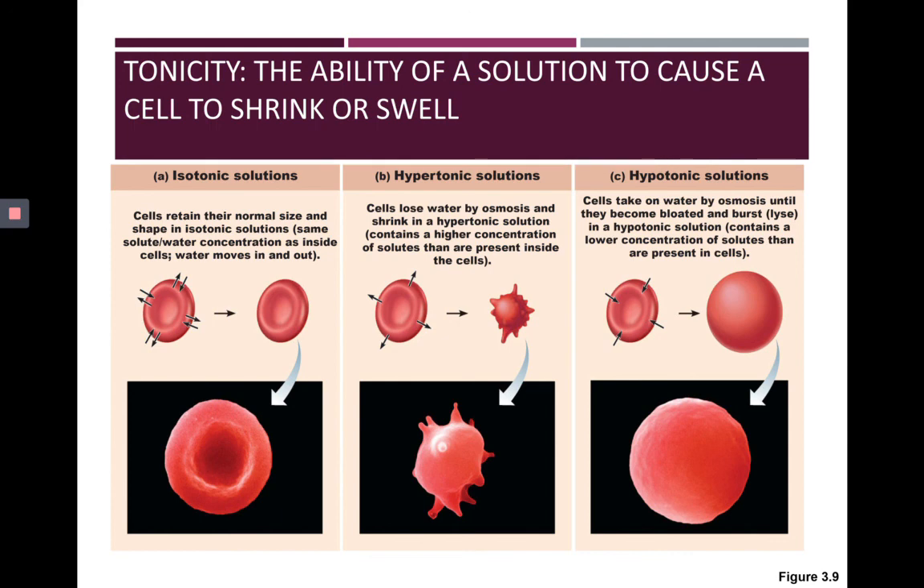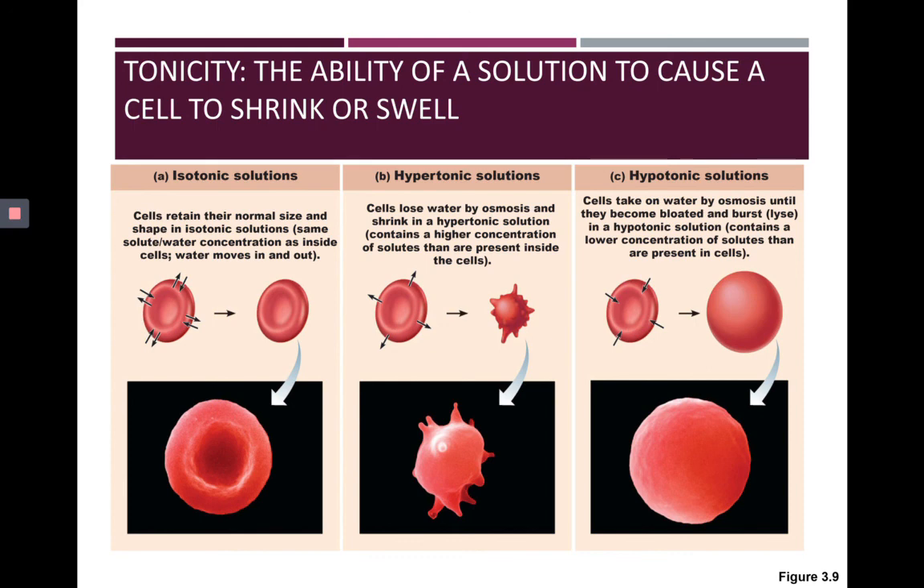Whereas if you give someone a hypertonic solution, then because that contains a higher concentration of solutes than are present inside the cells that are being exposed to it, the cells are going to lose water by osmosis. Water will exit the cell, which has a lower solute concentration, and move to the area of higher concentration, or to that hypertonic solution.